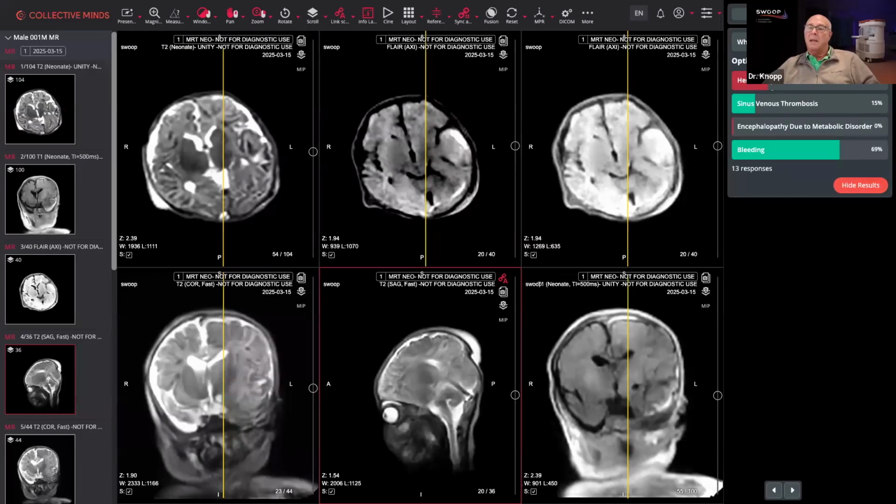And what we see is evidenced here. So the majority of everyone thought clearly there was intraparenchymal hemorrhage. And I think that was well demonstrated. There's also a suggestion of sinus venous thrombosis. And then a couple people were thinking hemorrhagic stroke.